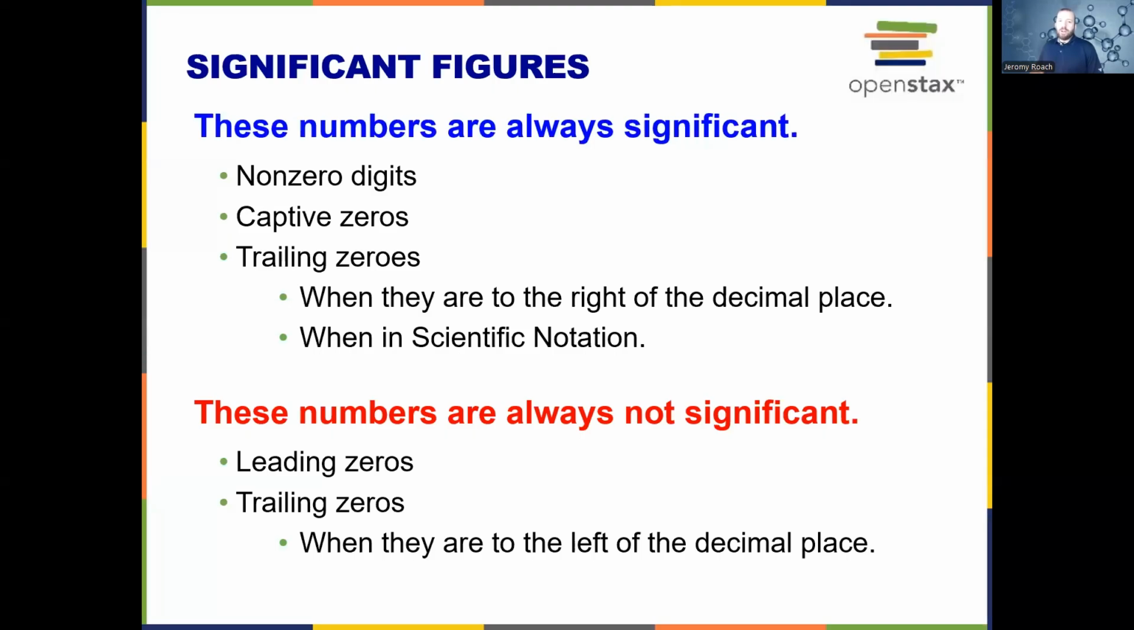Significant figures have to do with how many zeros there are and where those zeros are located. The numbers that are always significant are non-zero digits, captive zeros, and trailing zeros. Trailing zeros are zeros that are to the right of a decimal place, and when they're in scientific notation.